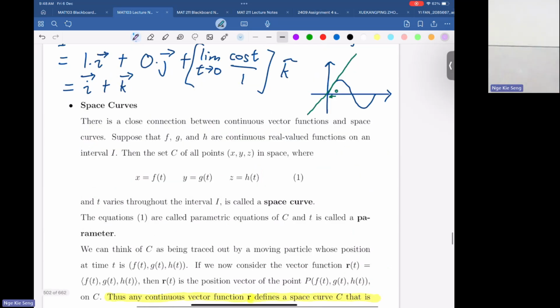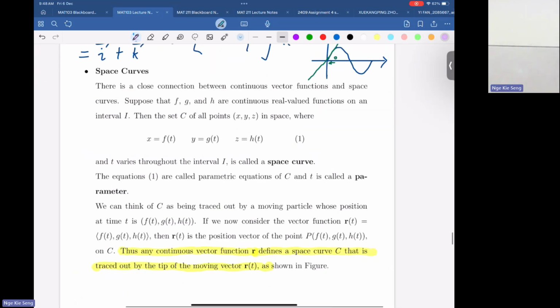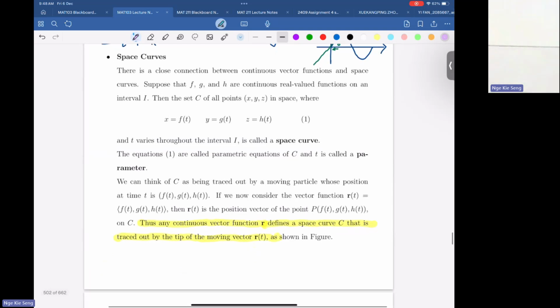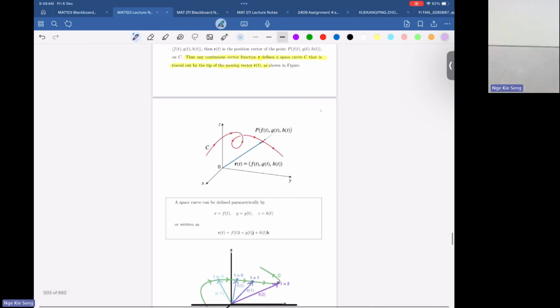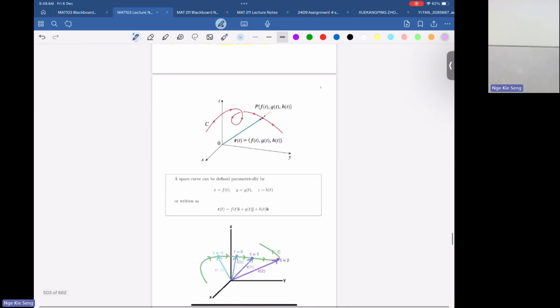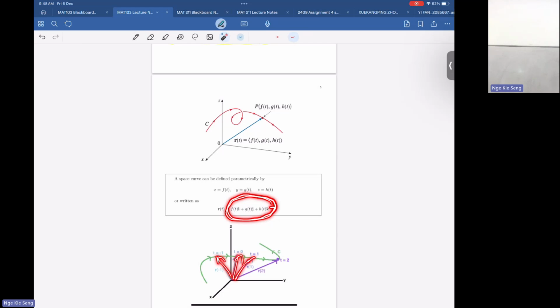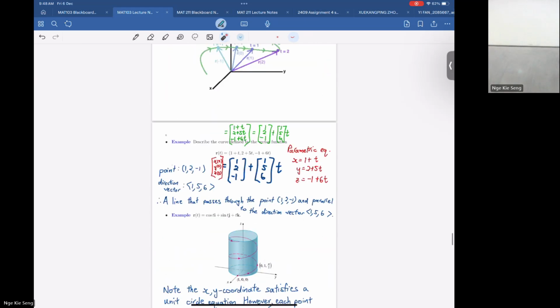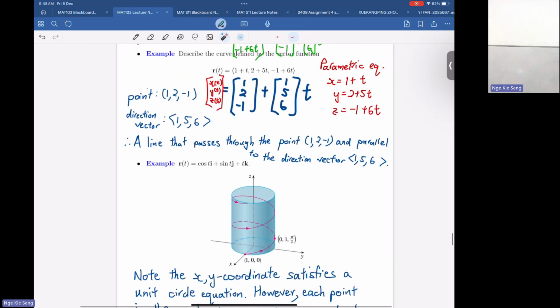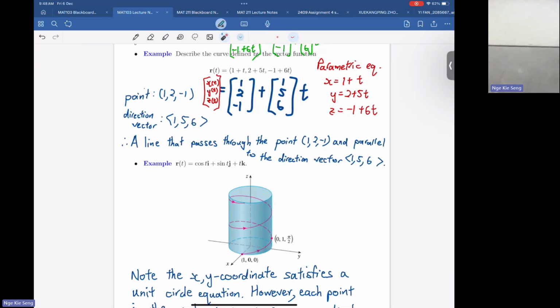So last time we talked about this space curve idea, and then about the parametric curve. So how should you think about it? Given a time t, the vector here tells you the position in R3. And then if you connect them together, it is a curve.